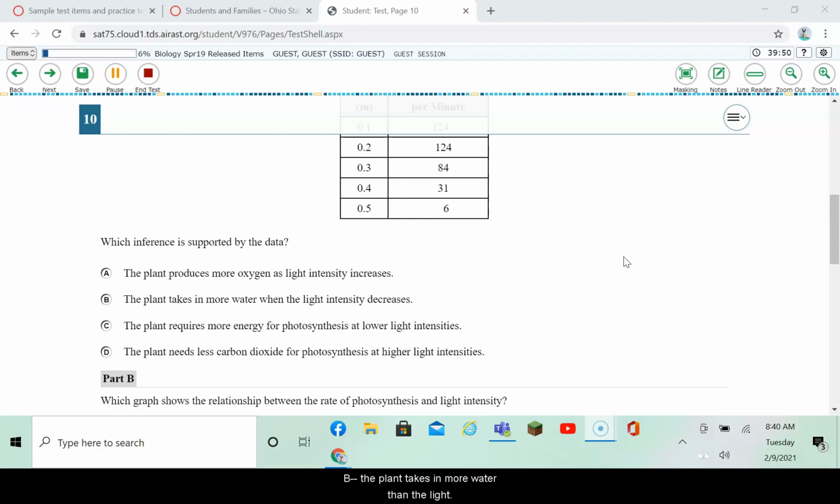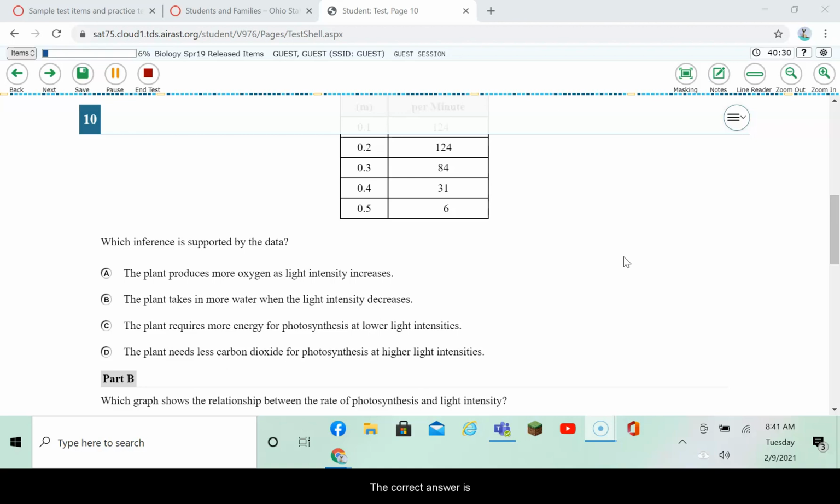B, the plant takes in more water as the light intensity decreases. Okay? There's no data regarding water exchange. C, the plant requires more energy for photosynthesis at lower light intensities. This is incorrect. The rate of photosynthesis decreases, but the energy requirement does not change. D, the plant needs less carbon dioxide for photosynthesis at higher light intensities. This is incorrect. The plant would require a greater amount of carbon dioxide to photosynthesize at a greater rate.